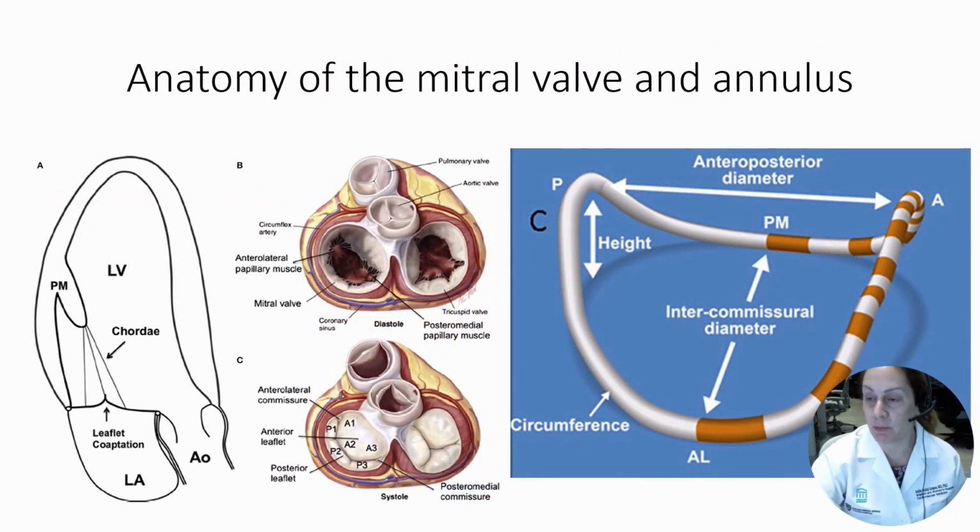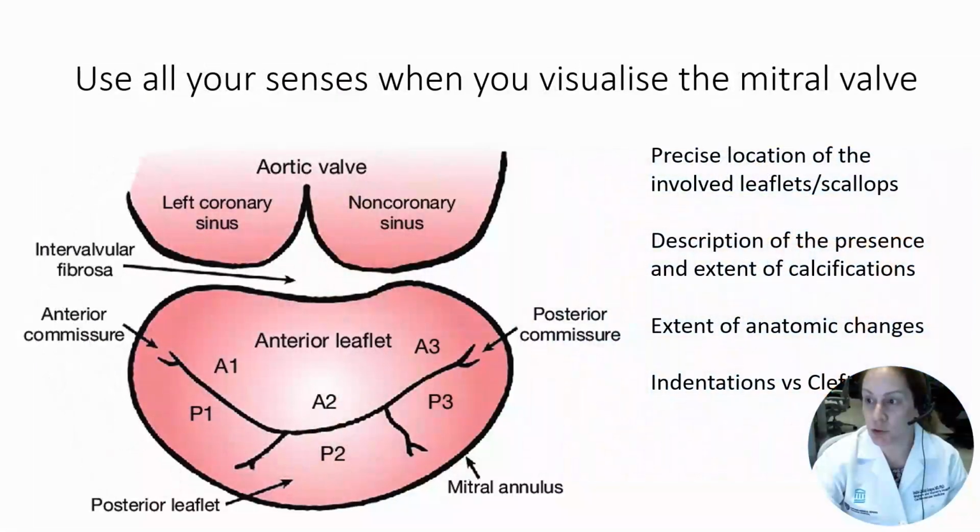When it comes to the anatomy of the mitral valve, we know that we have six different scallops from the anterior and posterior leaflet, and the anterolateral commissure and posteromedial commissure. Also, don't forget the mitral annular shape, which is like a saddle shape, very different from the tricuspid annulus. So use all your senses to visualize the mitral valve. We're always interested in the relationship with the aortic valve, whether there are any clefts or indentations, whether there is any calcification and the extent of that, and of course if there are any anatomical changes across time.